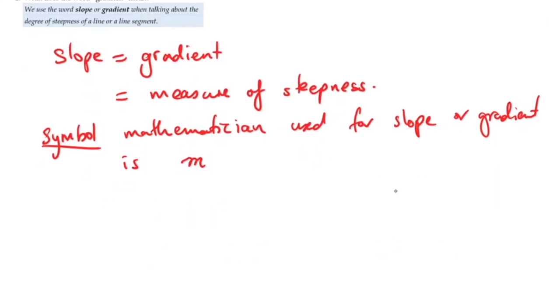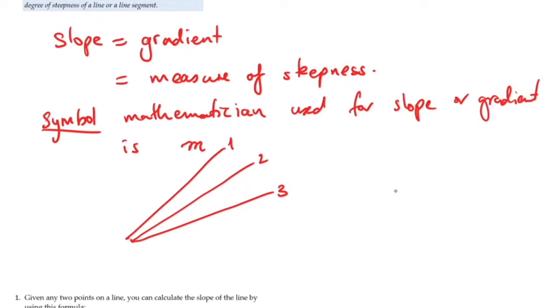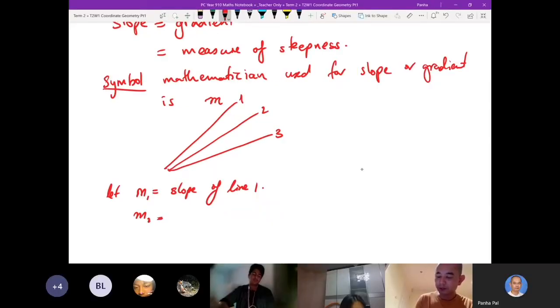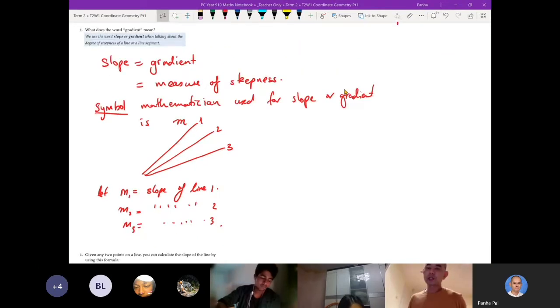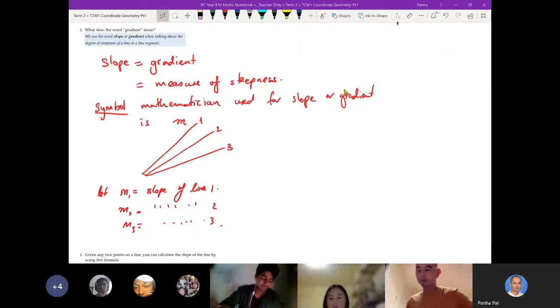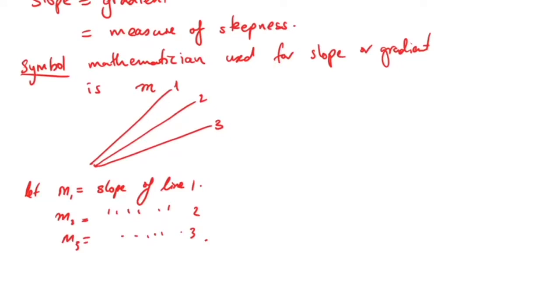So if I draw three lines again, like this, line 1, line 2, line 3. Line 1, I can let m1 equal the slope of line 1. m2 equals slope of line 2. m3 equals slope of line 3. Which has the greater value, m1, m2, or m3? Value as in a number, if you can measure it in terms of number. Look at the three lines, line 1, line 2, line 3, right?